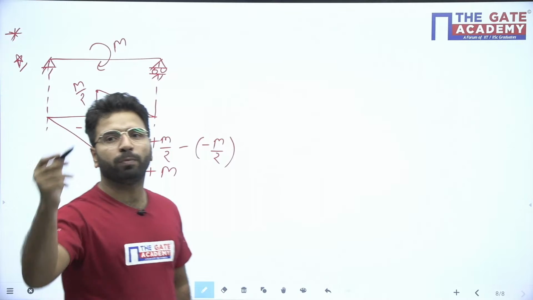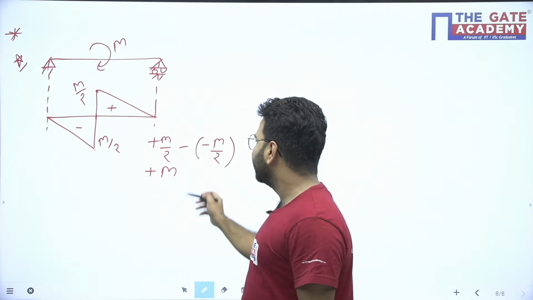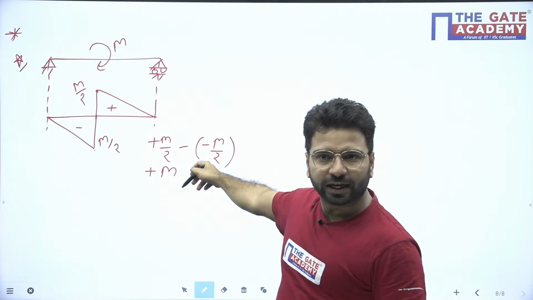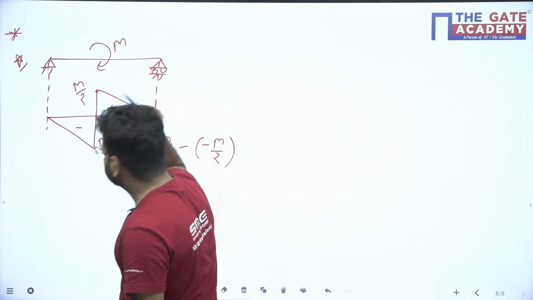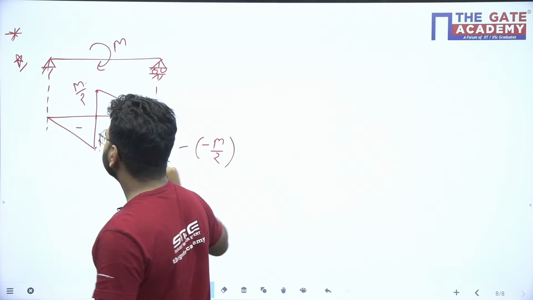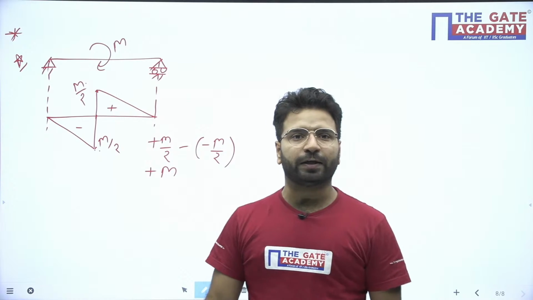Positive means our moment will be clockwise. We consider clockwise moment positive, anti-clockwise negative. So this will be our positive moment. Always follow this: you have to see where it's going, from here to here. So this minus this will be our clockwise moment. Okay, so this is the concept of the shear force diagram and bending moment diagram.